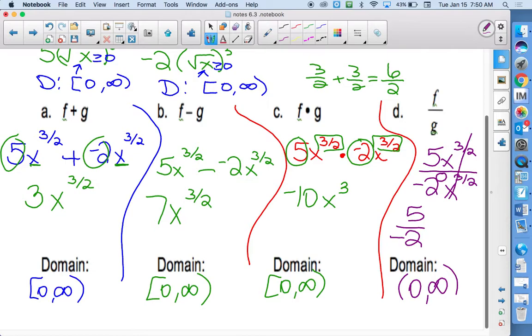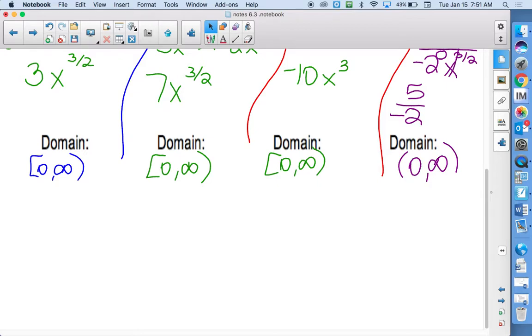So that means you can't have a 0 in for x. It's allowed to be anything other than 0, and it has to be positive. So the only difference from the domain when you're doing a fraction should be the 0 gets a parenthesis, and all of the others have a bracket. So the same domains, except for the last one because it's in a fraction. All fractions have to exclude the 0 from the domain.